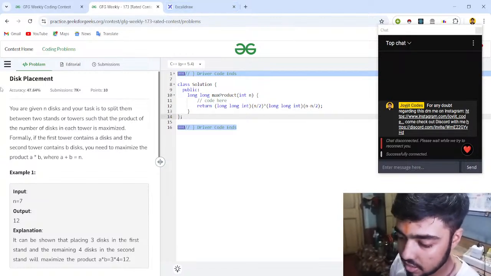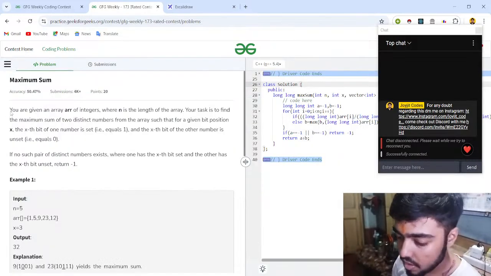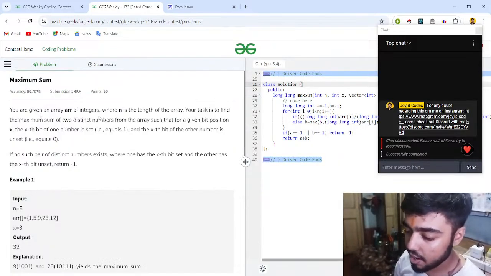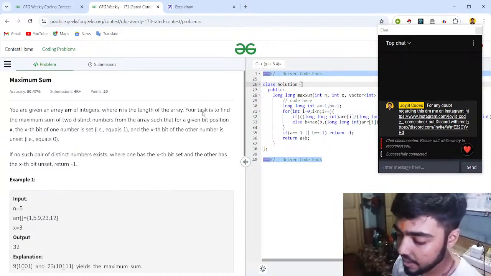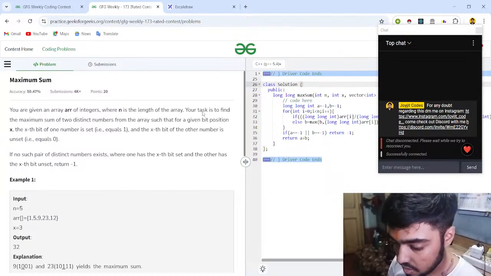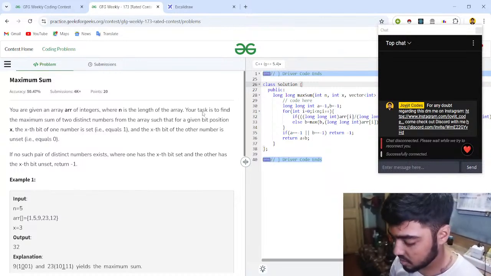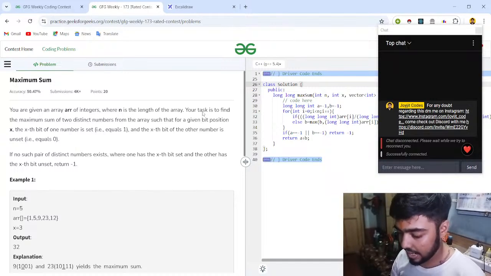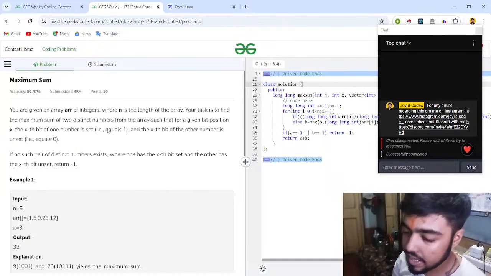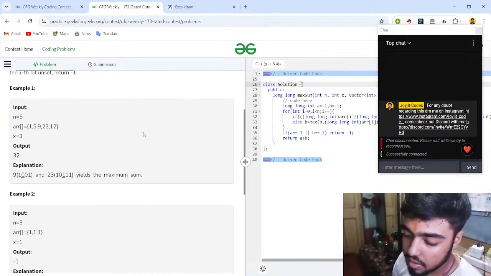So that's the first question. Okay, so let's go to the next question. Maximum sum. You're given an array AR of integers where n is the length of the array. Your task is to find the maximum sum of two distinct numbers such that for one of them the xth bit is not set and for the other it is set.